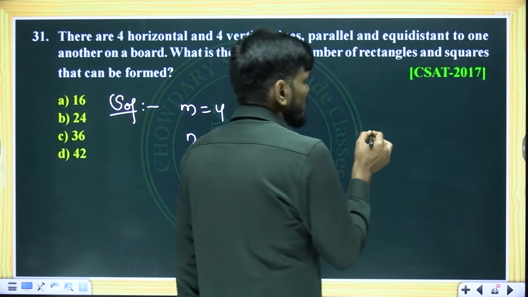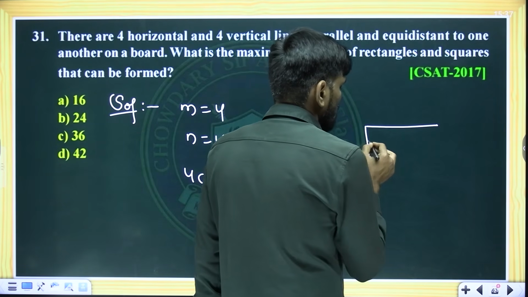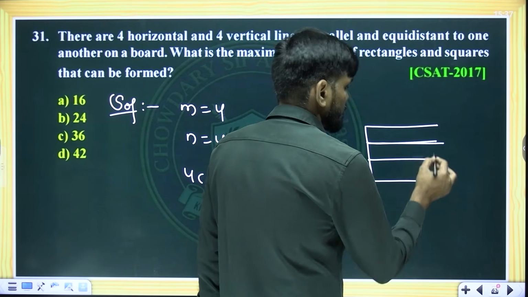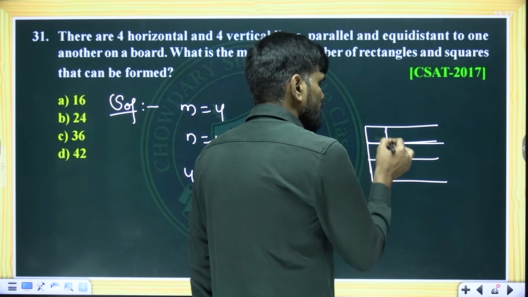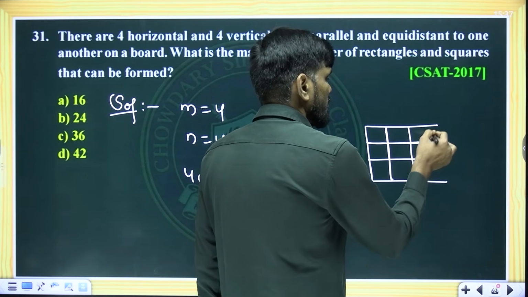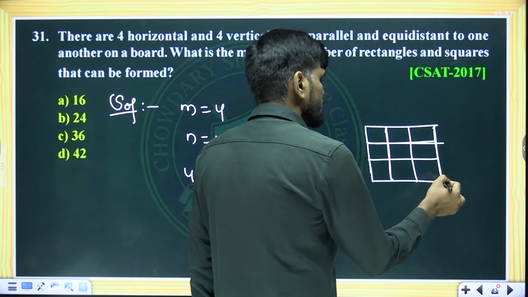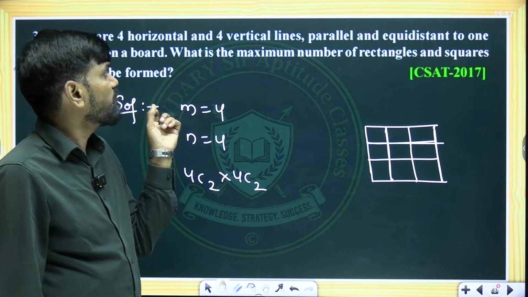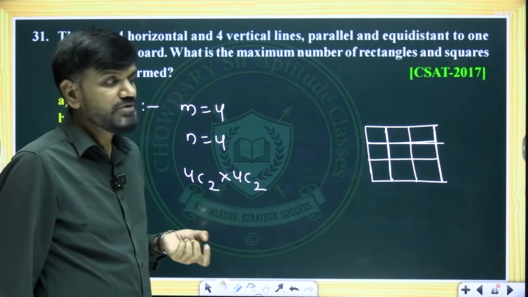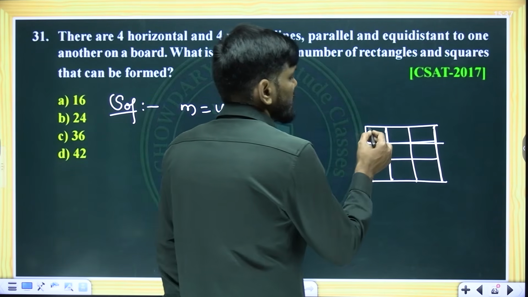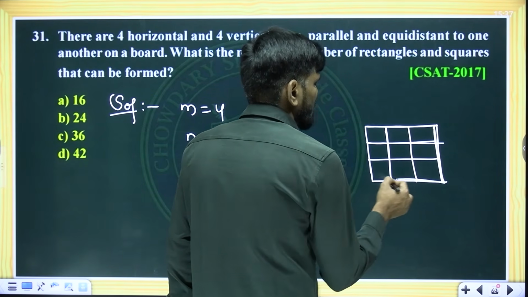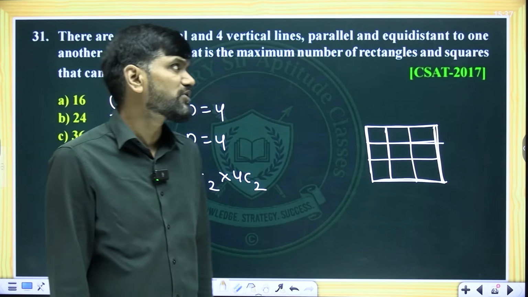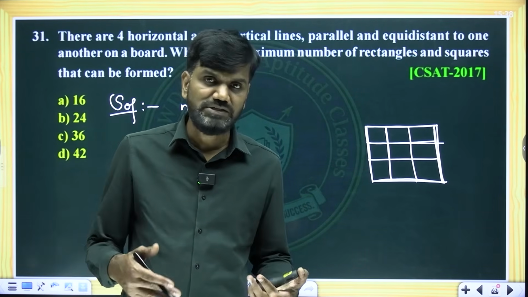So a rectangle is also a type of parallelogram. Keep this in mind. 1, 2, 3, 4. 1, 2, 3, 4. Right, dear? So this is 4, and this is 4. So 4 horizontal lines, 4 vertical lines. How many rectangles and squares are they asking? Every square is a rectangle, so whenever you count the square, that square is counted in rectangles automatically. So when they are asking for rectangles and squares, they are simply asking for rectangles.